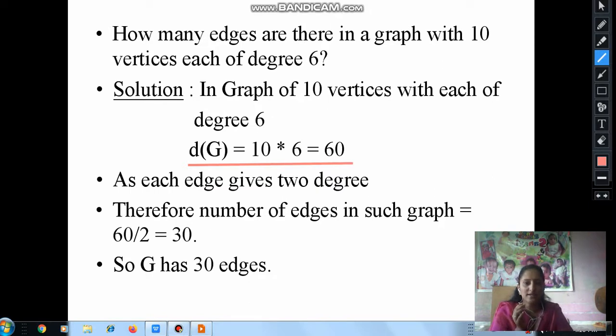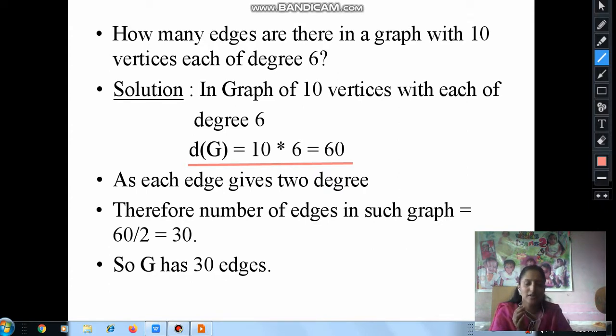Every vertex has degree 6 and there are 10 vertices in the graph. So total degree d of G, the degree of the graph G, is equal to 10 into 6, which is equal to 60. As each edge gives 2 degree, every edge has degree 2, since an edge is incident on two vertices. So number of edges in that graph is equal to 60 divided by 2, which is equal to 30.